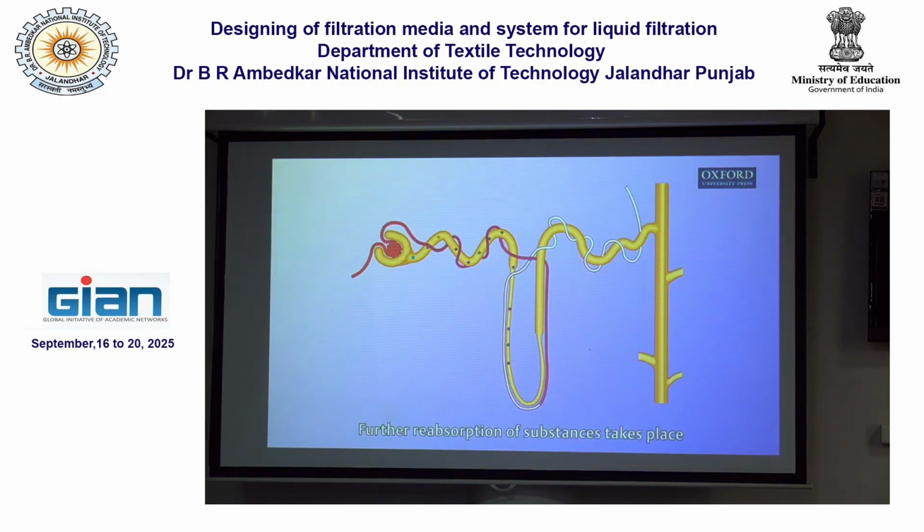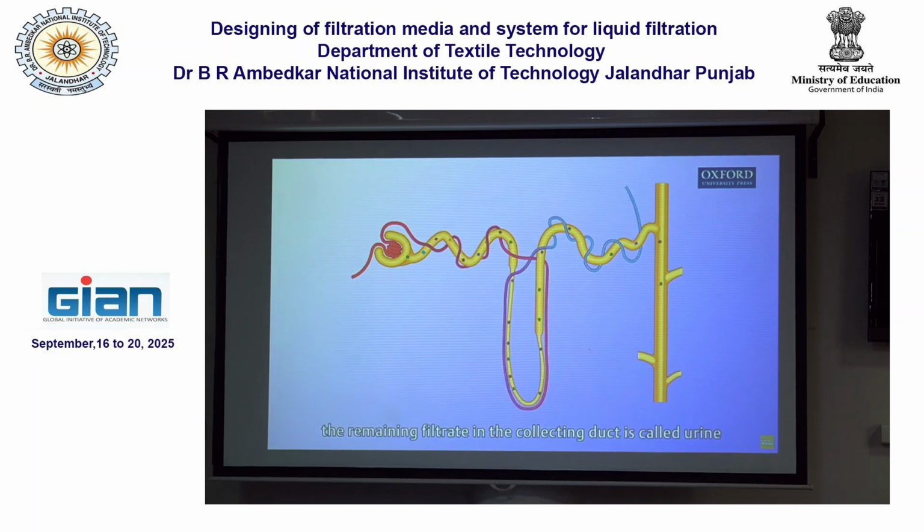Further reabsorption of substances takes place in the remaining part of the kidney tubule. After reabsorption, the remaining filtrate in the collecting duct is called urine, which will be passed out of the body when we urinate.